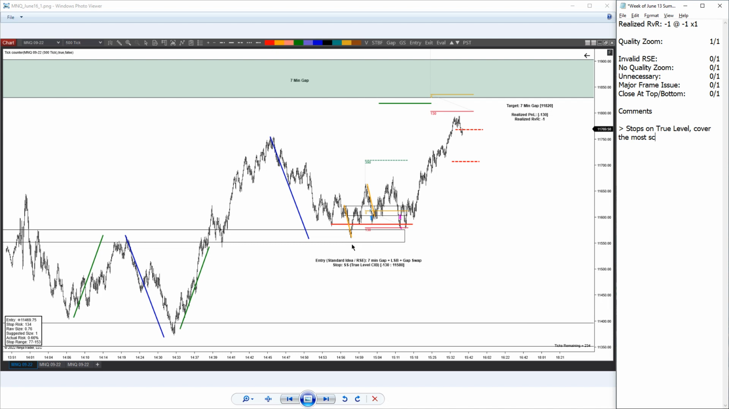There's the one where it just zooms out, comes back, enter, true level stop, fine. But if there's stuff in between, then we can use that as a potential frequency that the market can go back to, which would be coming back to the scene of the crime, right? So stops on the true level, cover the most scenarios. I'll fix that and post if it's a typo. Stops on true level. Cover the most scenarios possible.